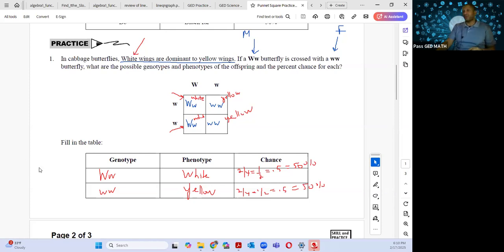So again, Darlene, we'll go over some more examples when I see you tomorrow to go over your science. I just wanted to touch base on that because a lot of people are sending me emails about the Punnett squares.